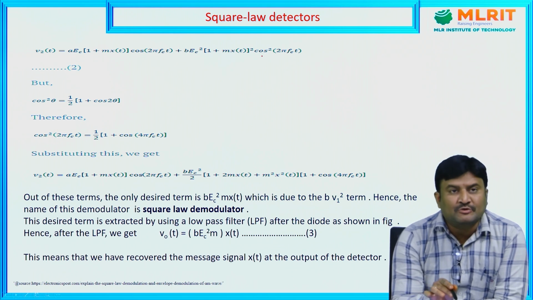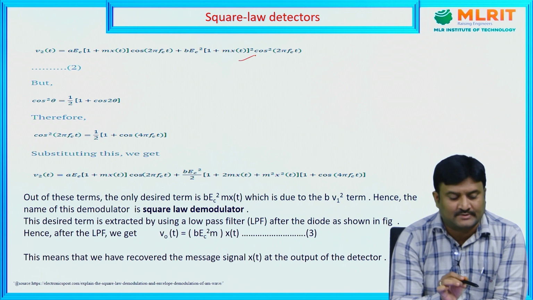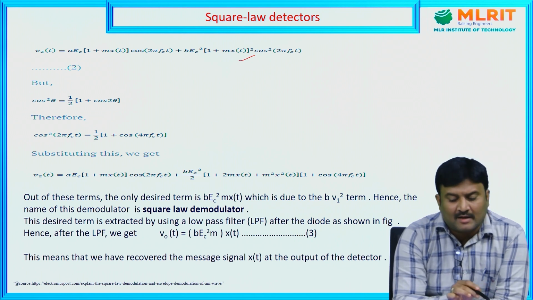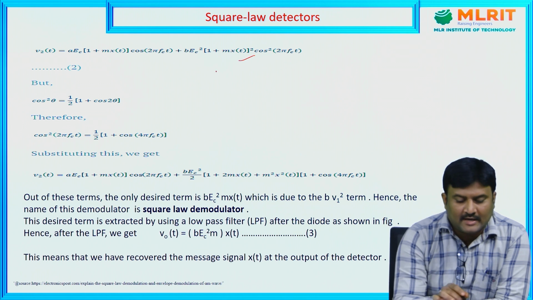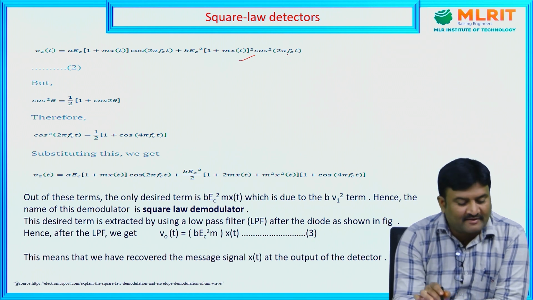So when you substitute V1 of t into V2, I get the equation like this. But we have the formula cos square theta equals 1 plus cos 2 theta by 2. Especially here, the cos square 2 pi fct term is there.